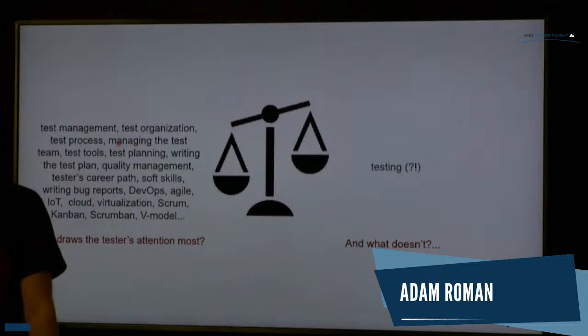So first, the motivation. When you go to conferences, read some books, read blogs, this kind of stuff, you usually hear about test management, test organization, test process, all these things that are here on the left-hand side of the slide. And that usually draws the tester's attention most. What doesn't, maybe, is testing itself. By testing, I mean creating good, effective tests which can detect defects with high probability.